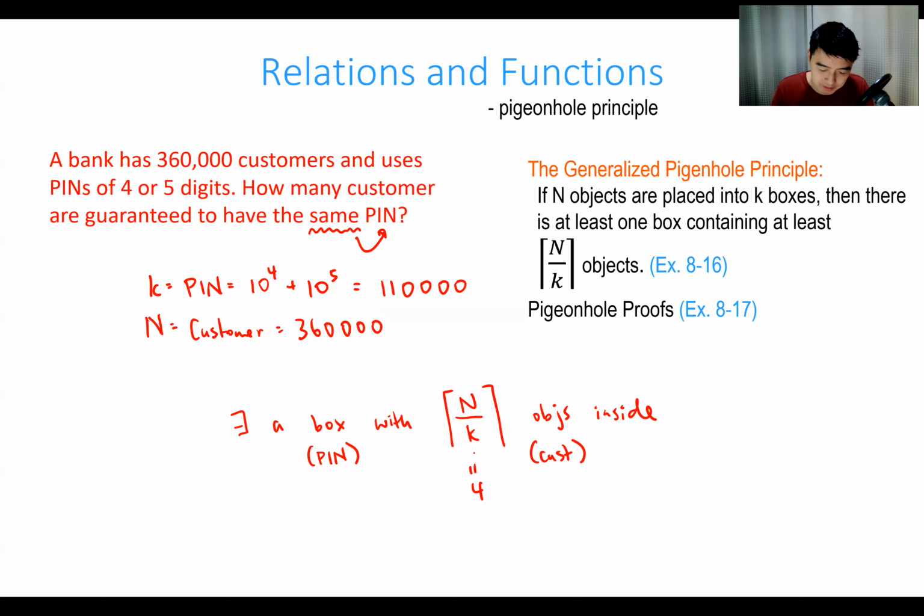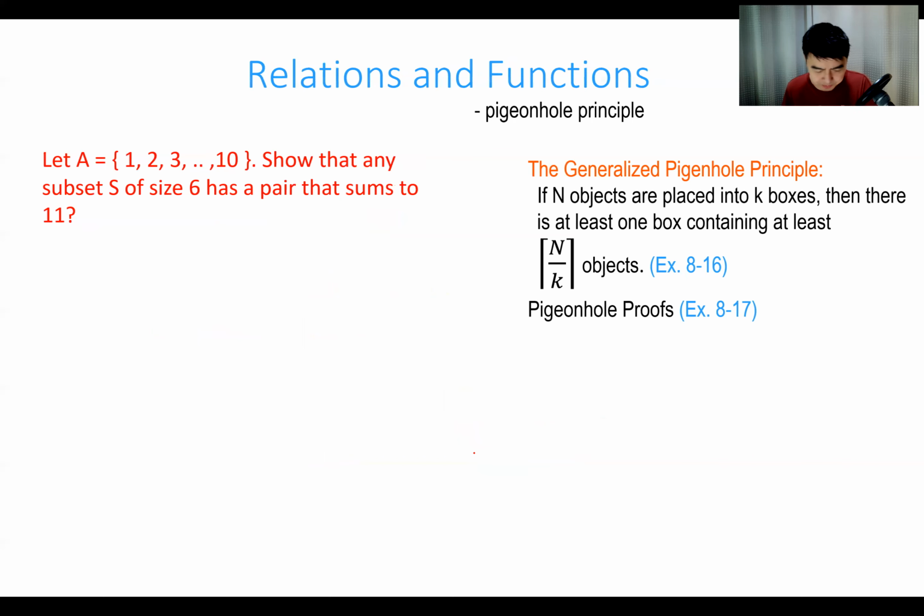Okay, so earlier, I said that pigeonhole principles can be used in order to make certain proofs of statements. So let's do a couple of pigeonhole principle proofs just to show you how those are used in practice. So the first proof goes like this. Let A be equal to 1, 2, 3, 4, 5, all the way up to 10. Show that any subset of size 6 has a pair that sums to 11.